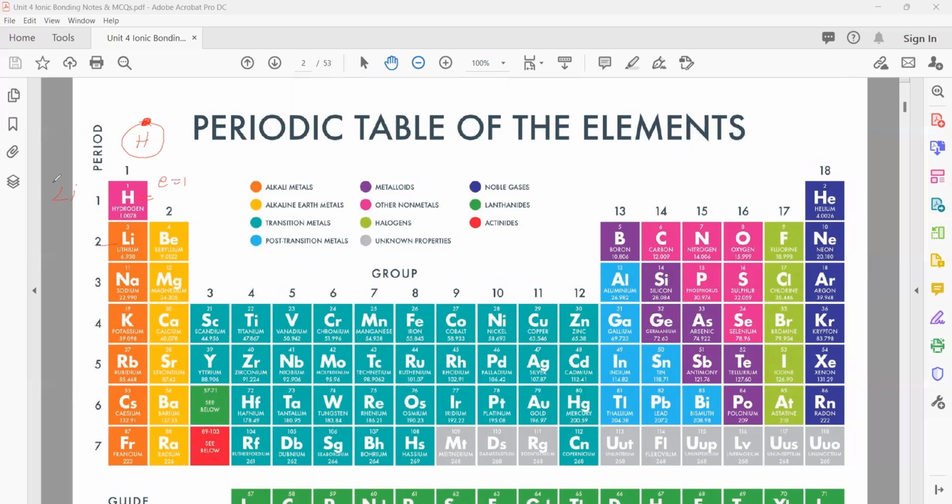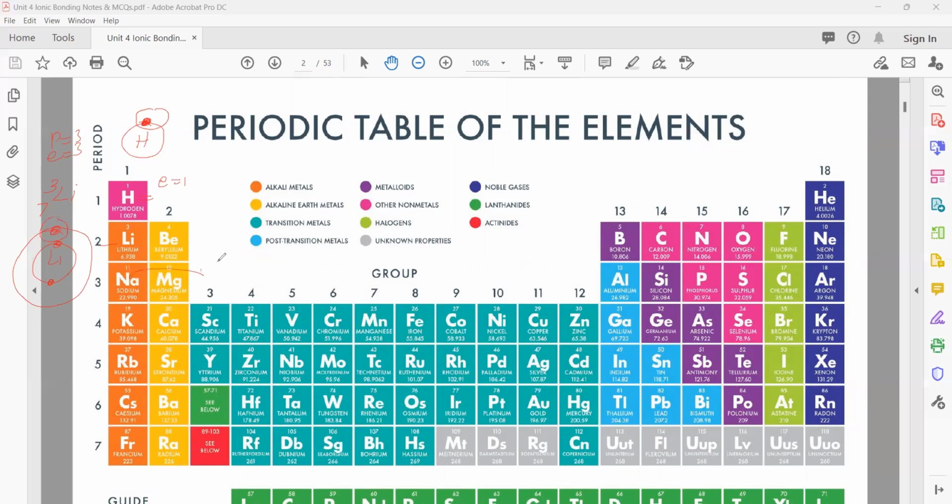If you see lithium, 3 and 7. How many electrons does lithium have? 3, because it has 3 protons. If I draw the structure for lithium, it has 3: in the first shell, I will draw 2, and in the last shell, I will draw 1. So see, hydrogen has 1 in the last shell, and lithium also has 1 in the last shell.